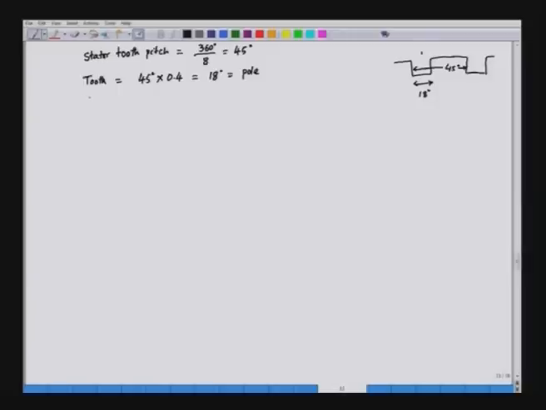So, what is the slot here? This is the stator tooth. Similarly, we can have the stator slot. The stator slot is the tooth pitch 45 minus the stator tooth 18 degrees. So, what remains is the stator slot angle, and this is 45 minus 18, which comes out to be 27 degrees. So, this is 18 and what remains here is 27, this is the stator.